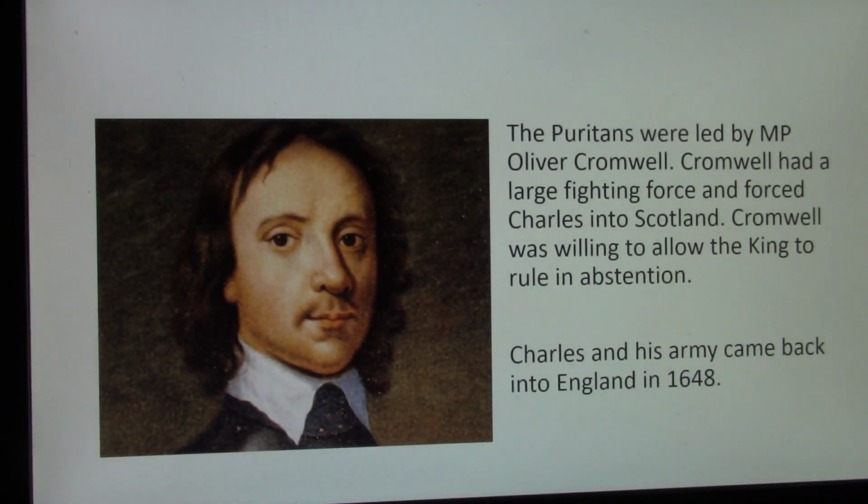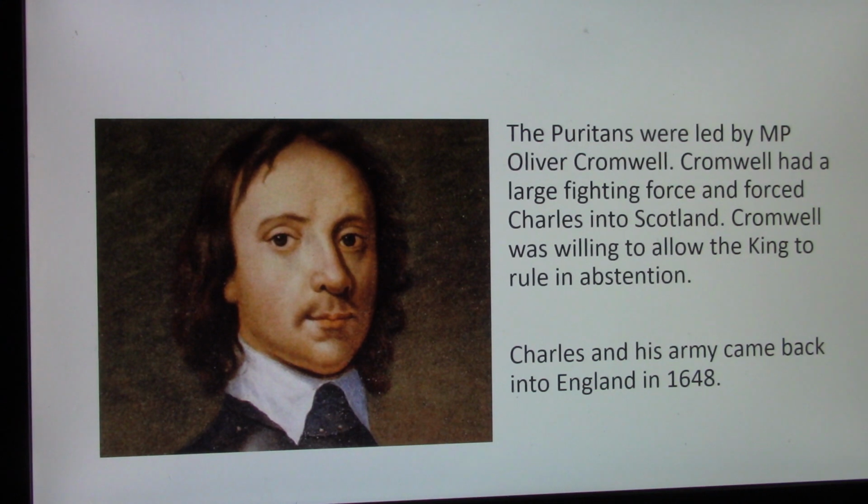Now, the Puritans were led by this man here, Oliver Cromwell. And Cromwell is going to create a large fighting force, and he's going to force Charles into Scotland. Now, Cromwell and Parliament were willing to allow King Charles II to rule in absentia. In other words, Charles would be safe in Scotland, and he would rule, and the English would pretty much decide what they were going to listen to and what they weren't going to listen to.